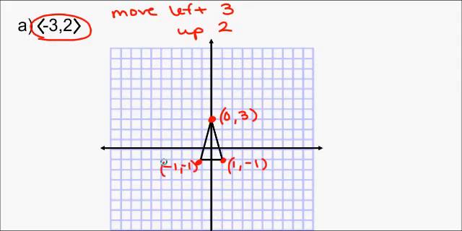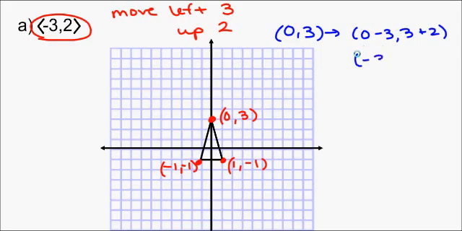Okay. So if I take 0, 3, and I move left 3, I get 0 minus 3, and then up 2, 3 plus 2. This gives me a new point, -3, 5. So -3, 5. It's right here.